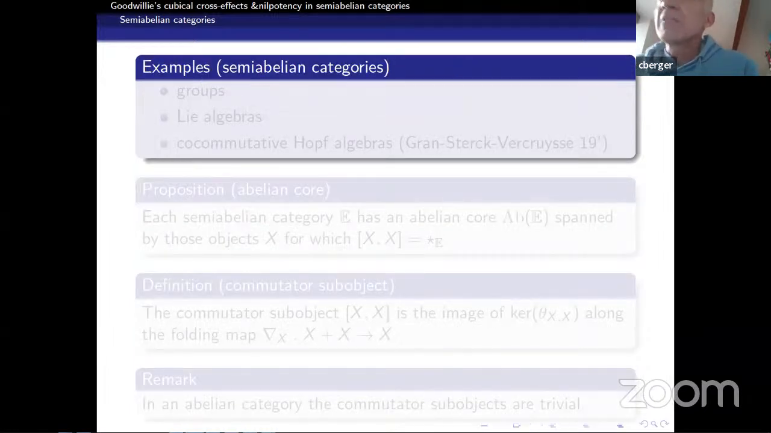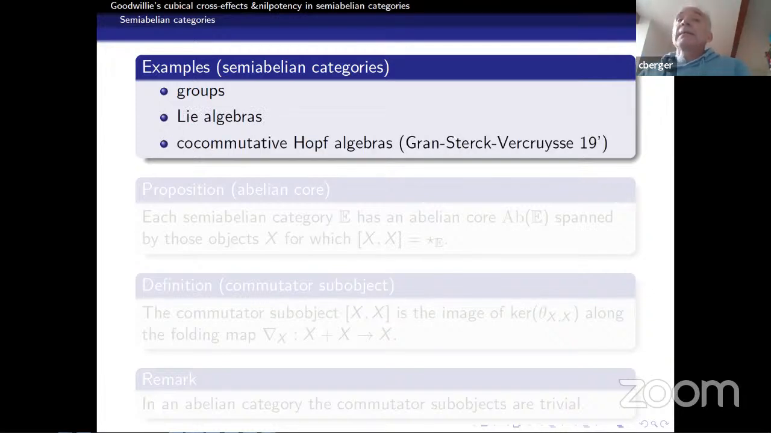So what are examples of semi-abelian categories? You have the category of groups, the category of Lie algebras, and also the category of co-commutative Hopf algebras over a field. This is a quite recent result by Gran, Sterck, and Vercruysse. So you see that these are algebraic objects of quite different nature, and they all share the fact that they form semi-abelian categories.